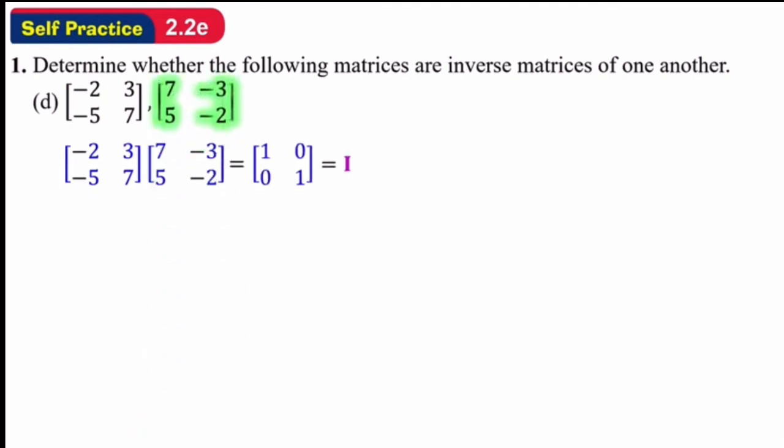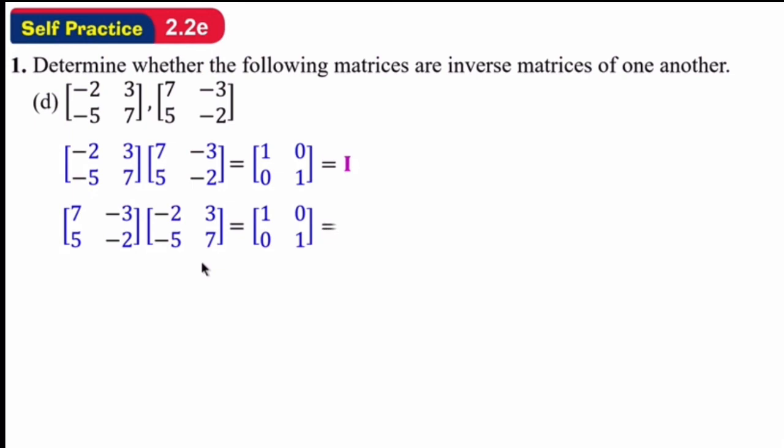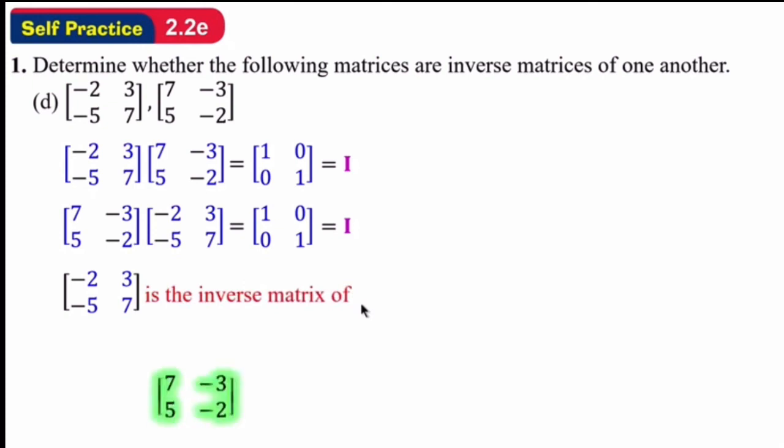So we can say that these two matrices are actually inverse of one another. If I reverse and multiply [7, -3; 5, -2] with [-2, 3; -5, 7], I will get the identity matrix also. So the conclusion is [-2, 3; -5, 7] is the inverse matrix of [7, -3; 5, -2]. Alright, it seems quite simple, isn't it? You just multiply carefully and see whether you can get [1, 0; 0, 1], which is the identity matrix. If you cannot get the identity matrix, that means they are not the inverse matrix of one another.